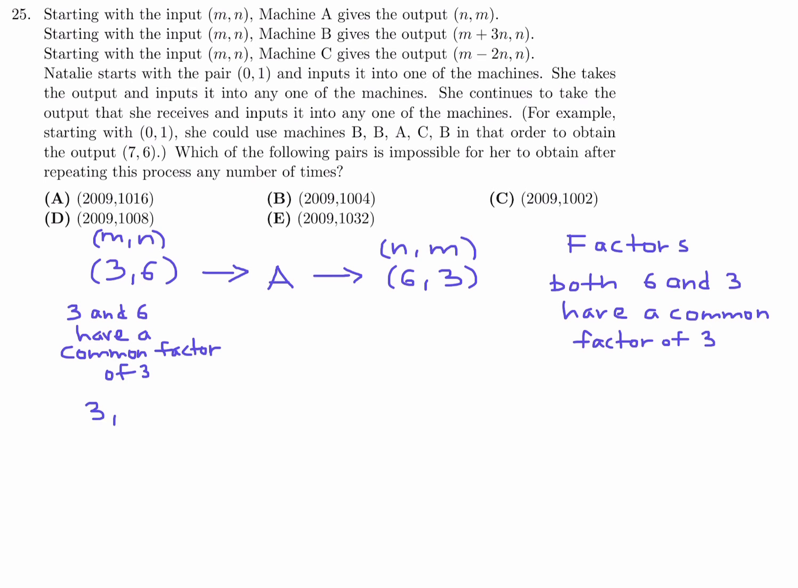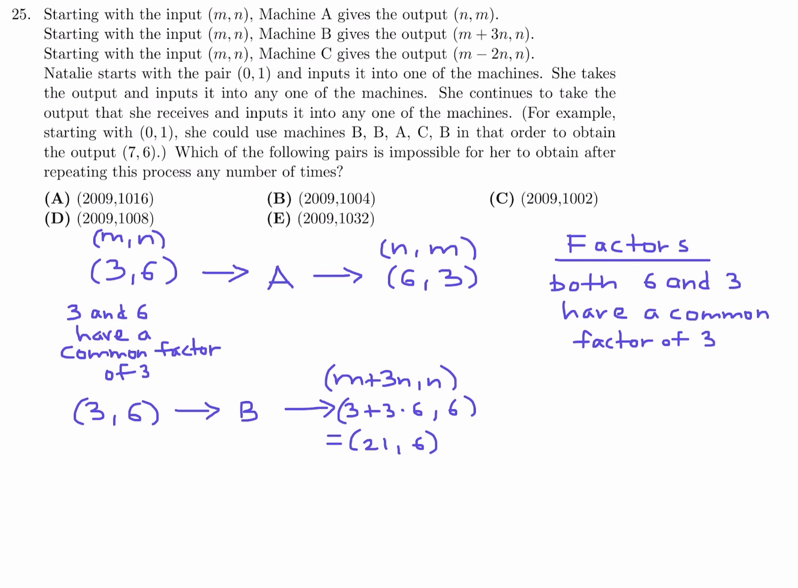Now let's look at what happens when you put the same M, N into machine B. Well, machine B turns it into M plus 3N and N. So M plus 3N is going to be 3 plus 3 times 6, and then the N just stays the same, so we have 6. So this is equivalent to 21 and 6. And as you can see, again, both 21 and 6 have a common factor of 3.